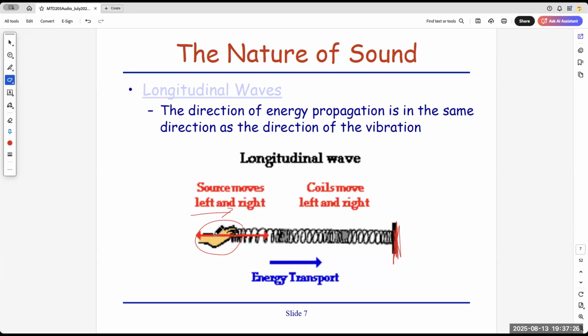So this is the hand, and I push the spring from the left to the right. You can see there's a series of compress, relax, compress, relax, until the end can feel the compression. Along the series, the energy has traveled from left to right, and the direction of vibration, compress and relax, is also from left to right. So they are in the same direction. This is what we call a longitudinal wave.